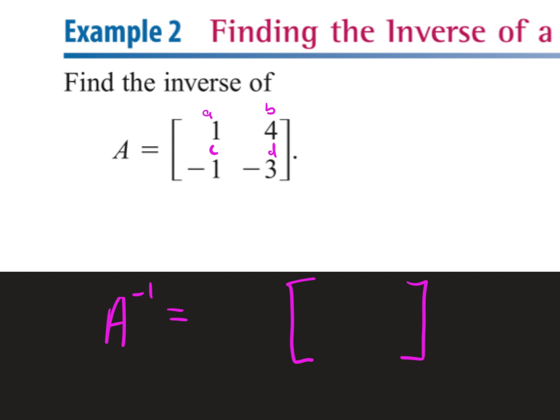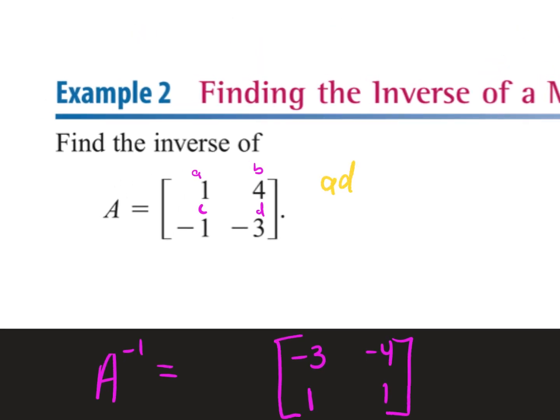I switch their spots. So the negative 3 is going to go here, and 1's going to go down here. What do I do with B and C? Change the sign. So positive 4 becomes negative, and negative 1 becomes positive, correct? All right, I'm just getting my matrix set up. You do not have to do that. You can do this other step first.